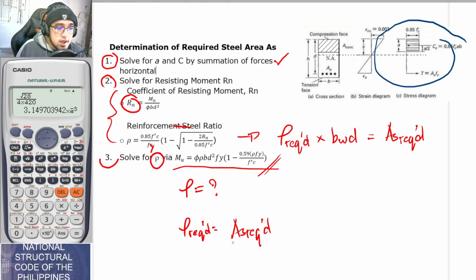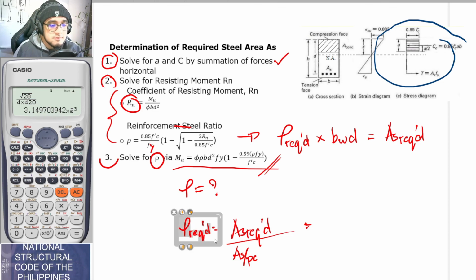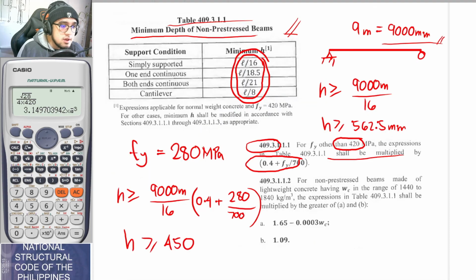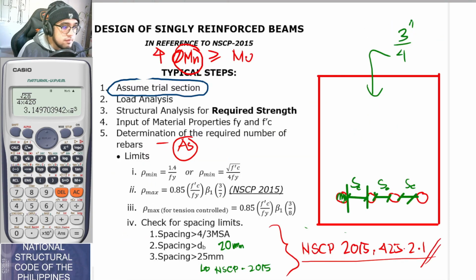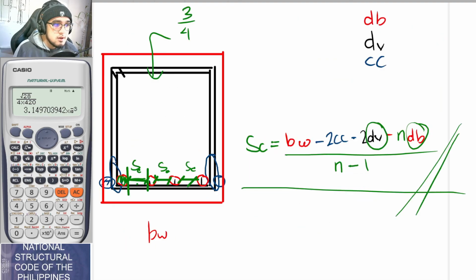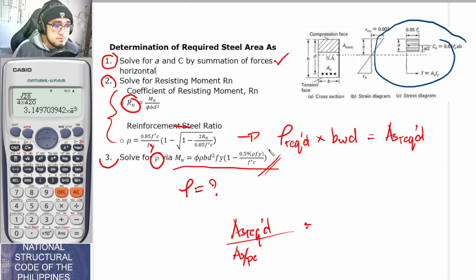Then with your AS required, guys, divide nyo ngayon to ng area AS per piece, then you will be arriving at an answer of number of rebars. Then after that, check nyo ngayon ulit itong mga ito. So check for the rho minimum, rho maximum, and the spacing limits. So that is pretty much it for the introduction of our design for singly reinforced concrete beams.